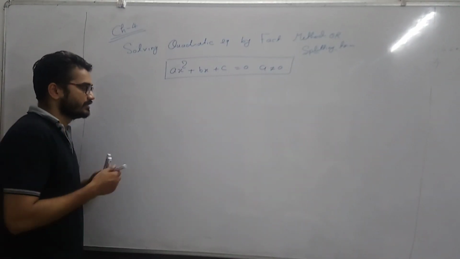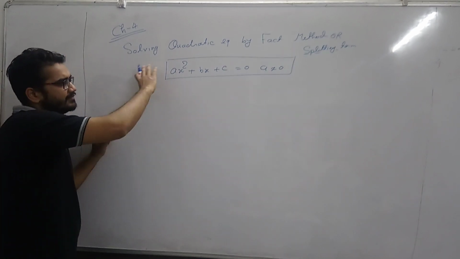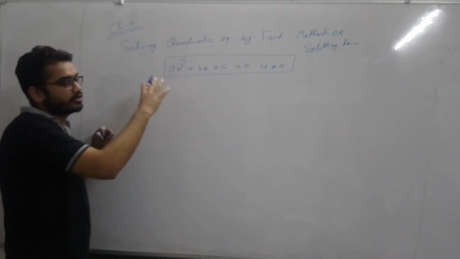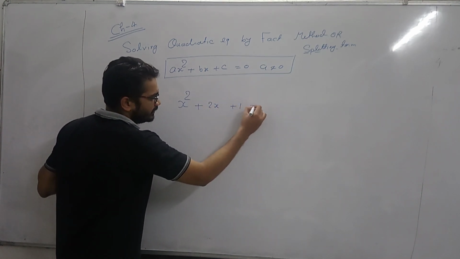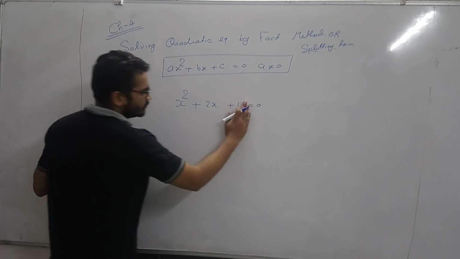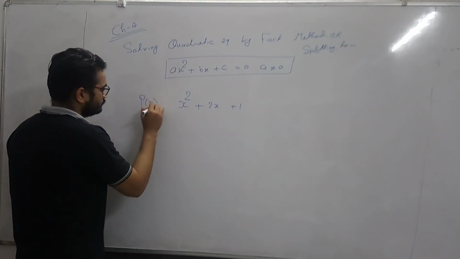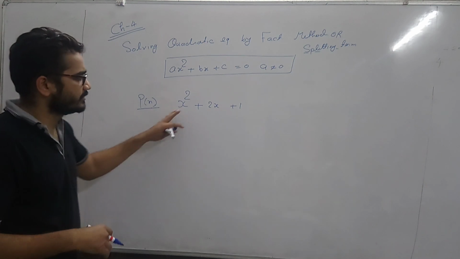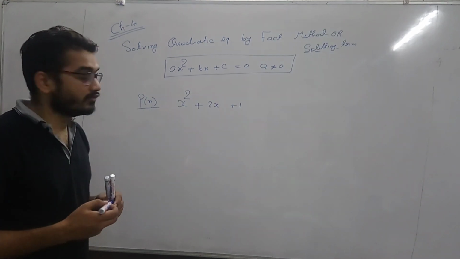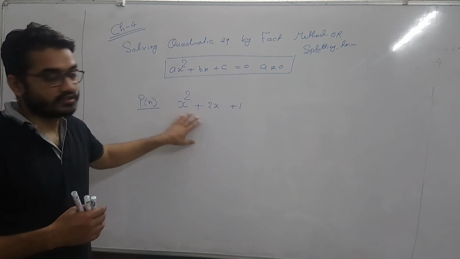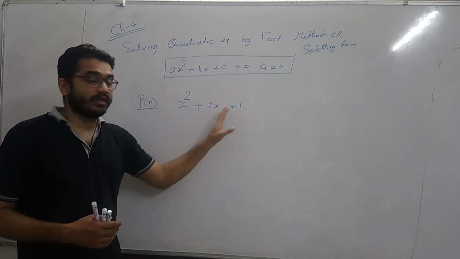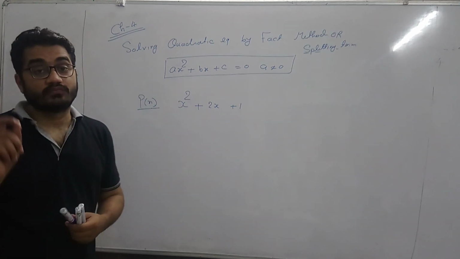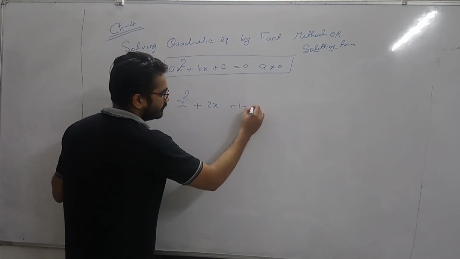Solving this polynomial is also known as solving the equation. Suppose we are having one polynomial, x square plus 2x plus 1, which is p of x. It is asked to find the zeros of this polynomial. So what we need to find is the zeros, so we take it as equal to 0.